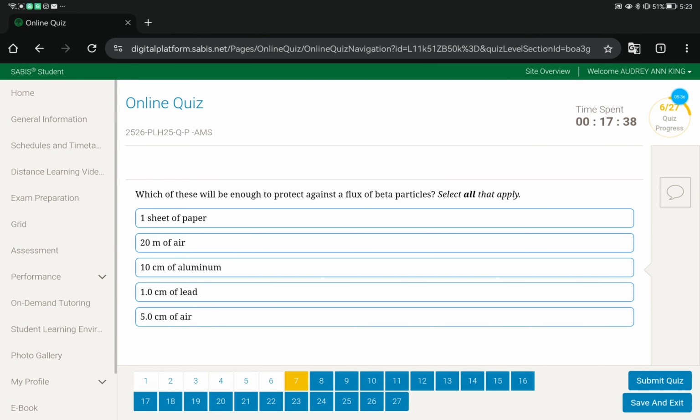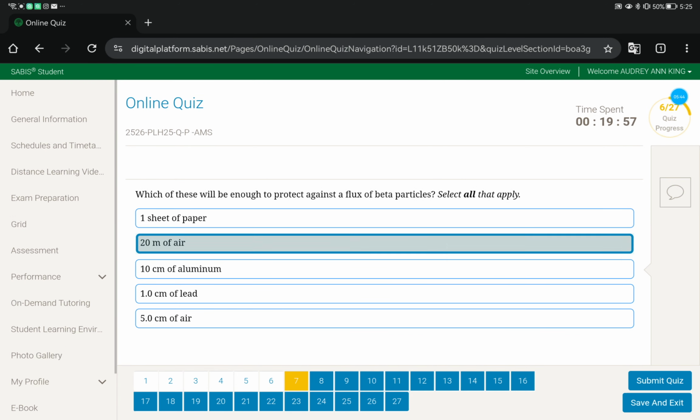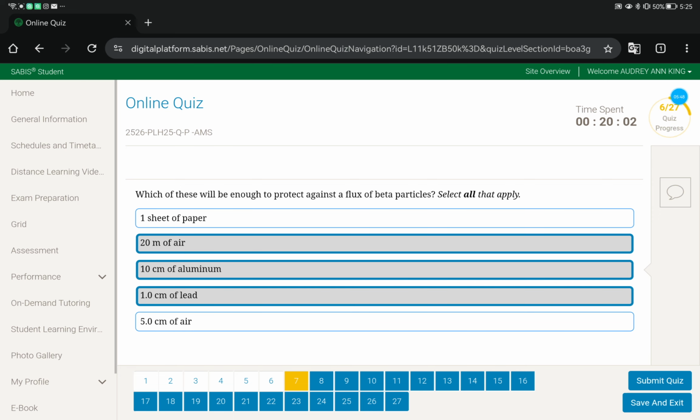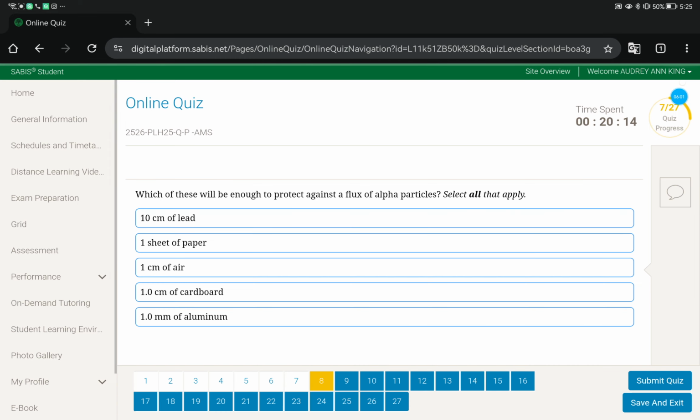Which of these will be enough to protect against an influx of beta particles? The three you need to know are 20 meters of air, 10 centimeters of aluminum, and 1 centimeter of lead. One sheet of paper cannot protect you from beta particles, but it can protect you from alpha particles. So keep that in mind.